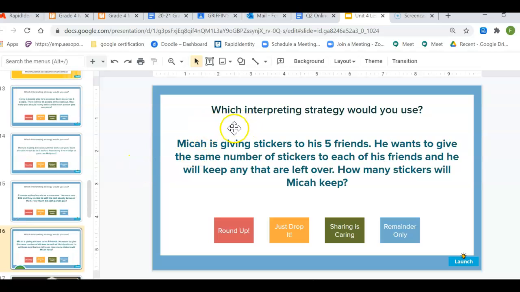Next, Micah is giving stickers to his 5 friends. He wants to give the same number of stickers to each of his friends, and he will keep any that are left over. How many stickers will Micah keep? So now we're talking about stickers. So here, you would just drop it. So in this particular case, you would drop it.